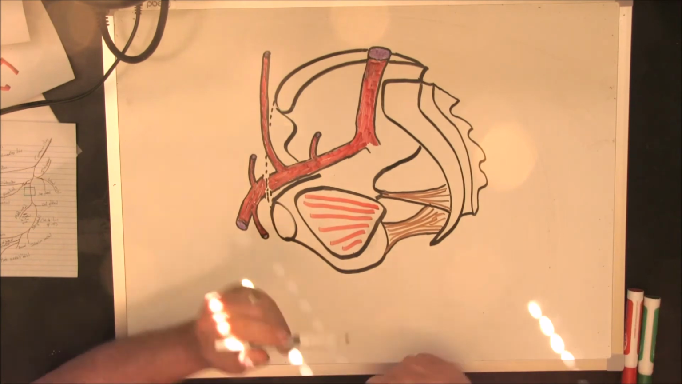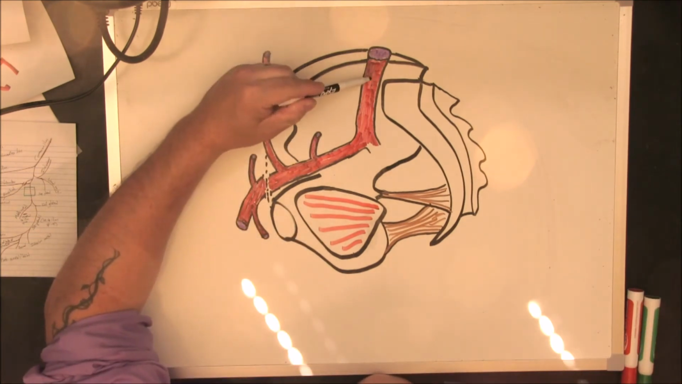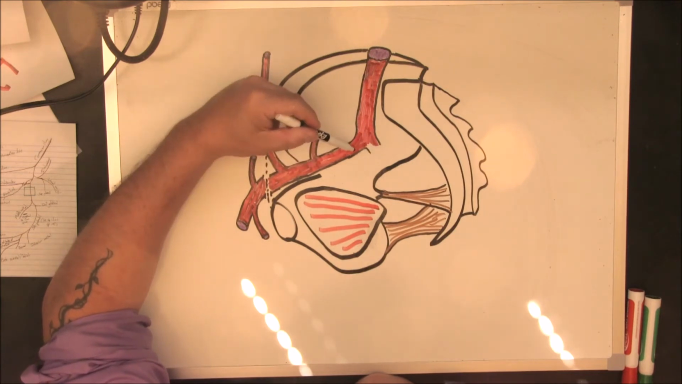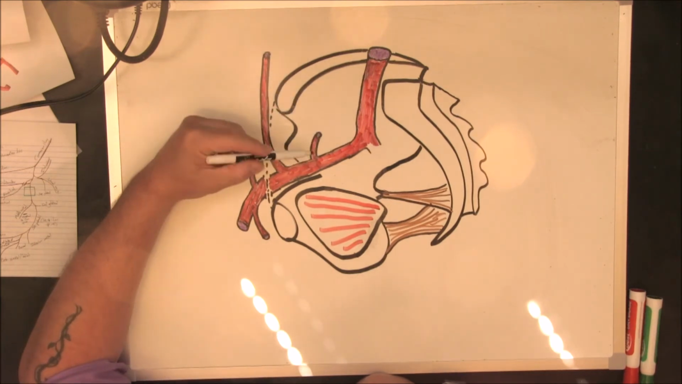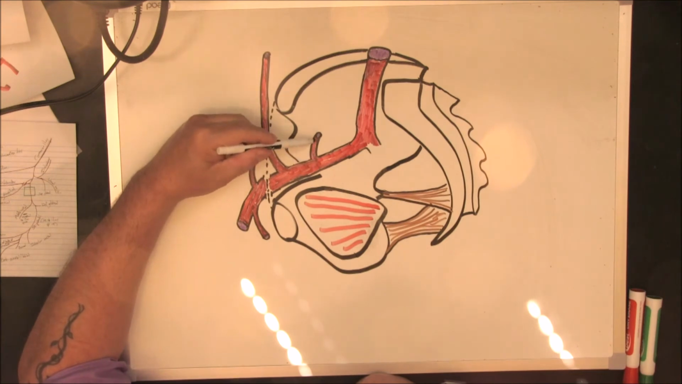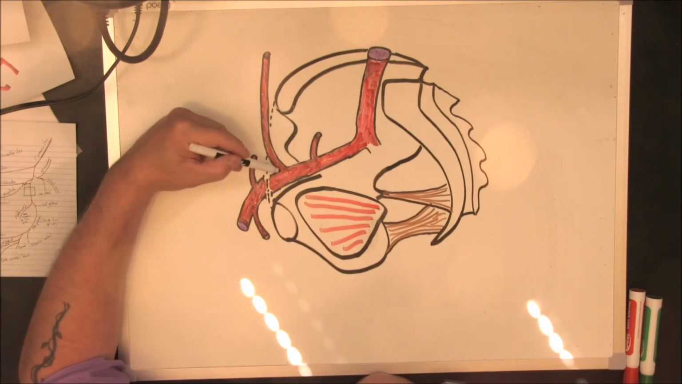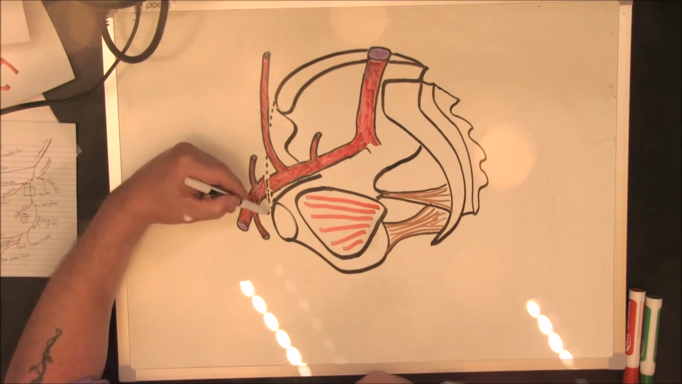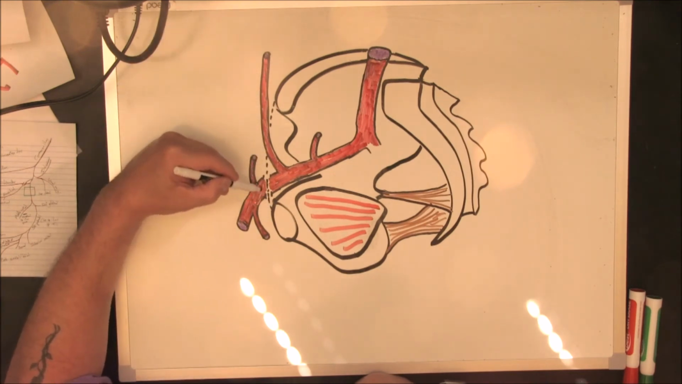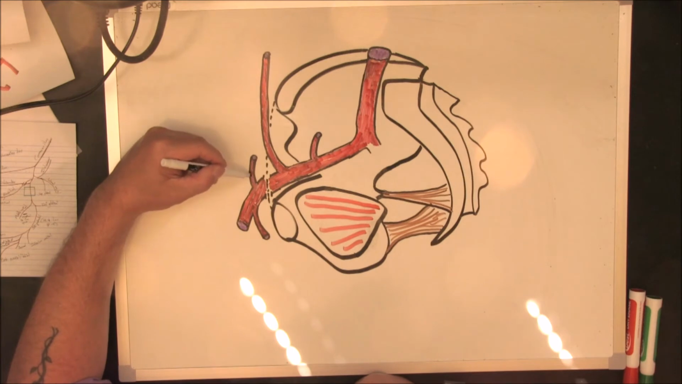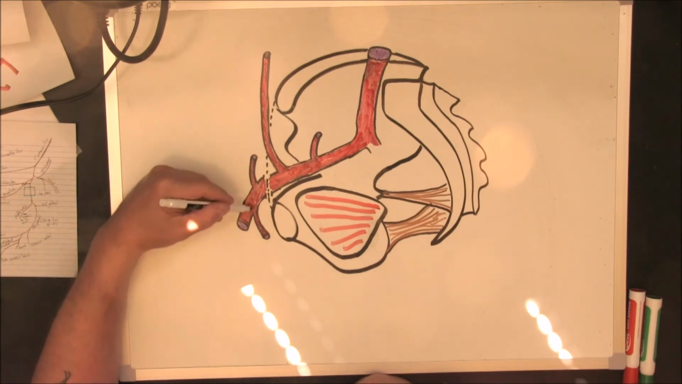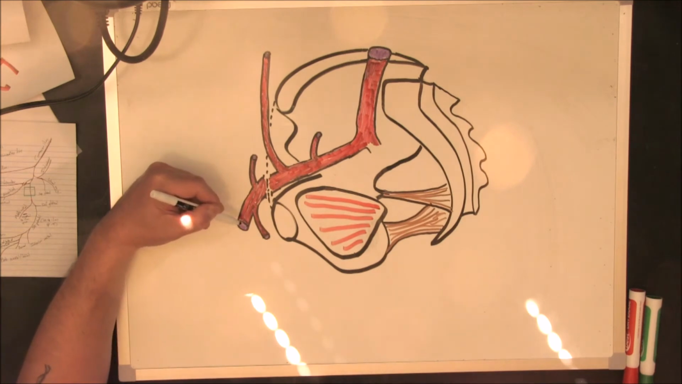Now that we've got it all colored in, let's review. Common iliac artery splits into the internal iliac, more on it in a second, and the external iliac artery. Off the external iliac, we get the deep circumflex iliac artery and the inferior epigastric artery. We pass through the inguinal ligament, become the femoral artery, which gives off the nearby superficial circumflex iliac and external pudendal arteries before continuing as the femoral artery.